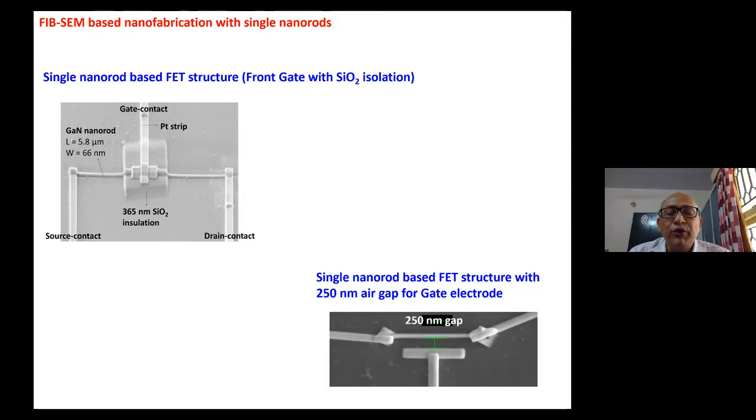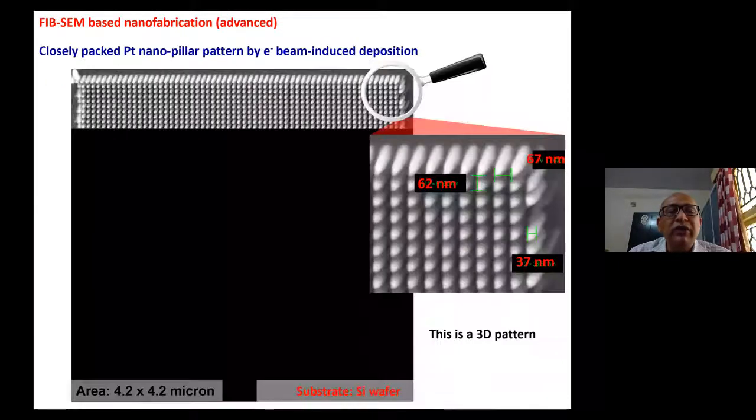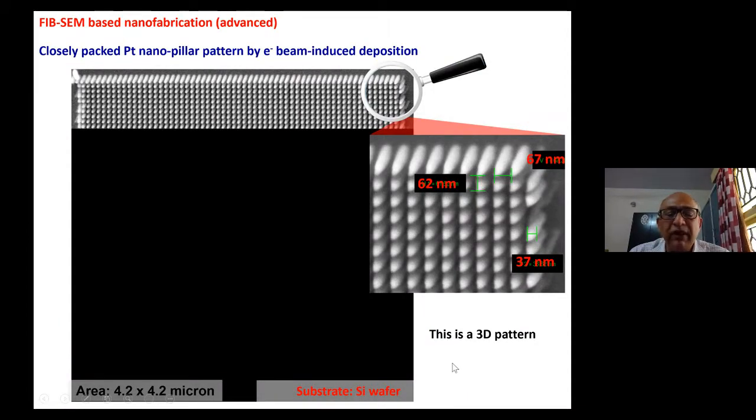And I just wanted to show you one more. These are closely packed platinum nano pillar patterns by electron beam induced deposition. These are all wonderful patterns which are formed. This is a 3D pattern. And these are the possibilities which are there. And further studies are going on for measurement.